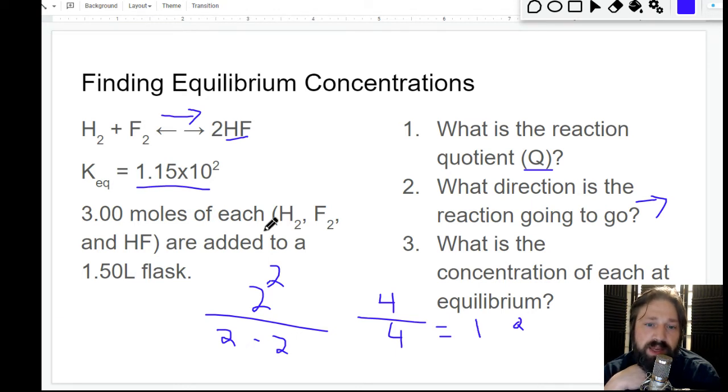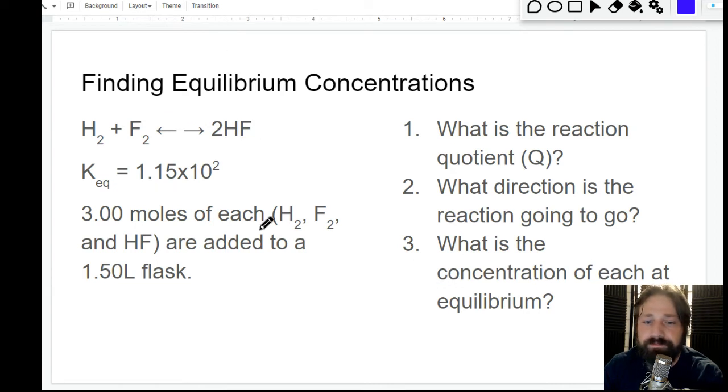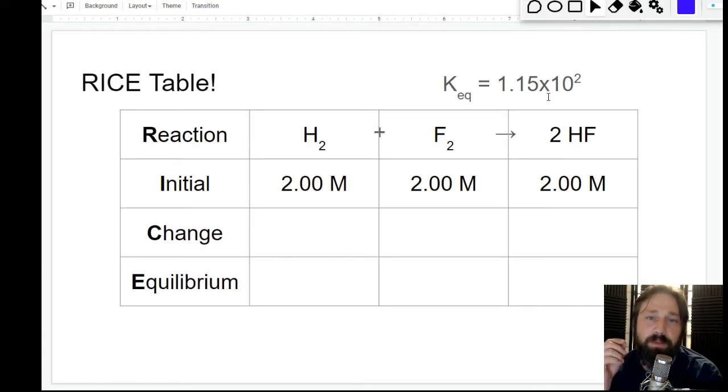Hydrogen fluoride gas, once it hits water, it becomes hydrofluoric acid. Very dangerous stuff. Not cool to mess around with. So I would like to know how much this stuff is making. So how can we figure out at equilibrium what is the concentration of each of these things? The way we're going to do that is by something called a RICE table. RICE is an acronym. It stands for reaction, initial concentration, the changing concentration, and then the equilibrium concentration. So there's a couple of things that we know about this.